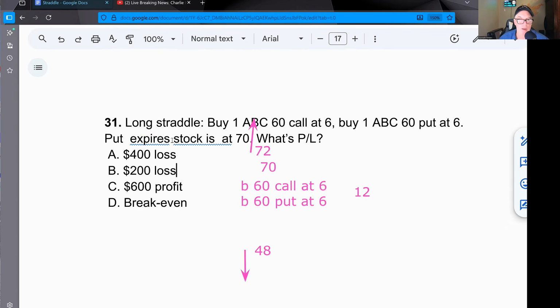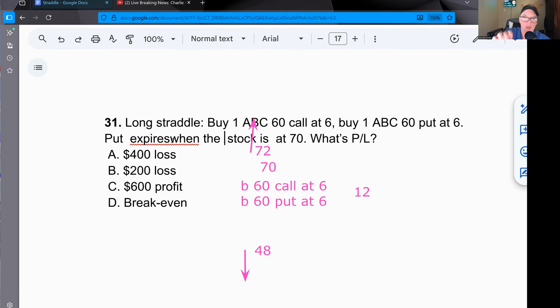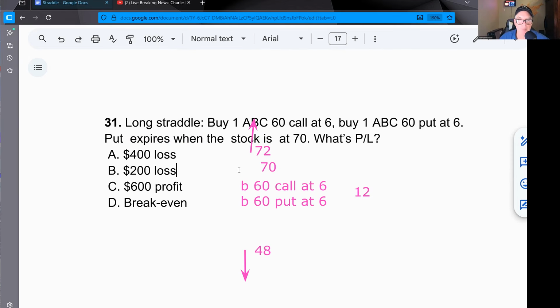Put expires when stock is at 70. I may go back and edit this before I go to the next one. So again, what happens? The stock went to 70. It's actually 10 points in the money for the call, out of the money for the put. And remember, once it goes up and expires, the put will expire, the call will be exercised. So you think, oh, in reality, I made 10, but I spent 12, so I lose 2.